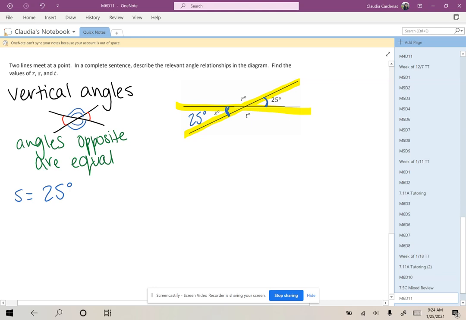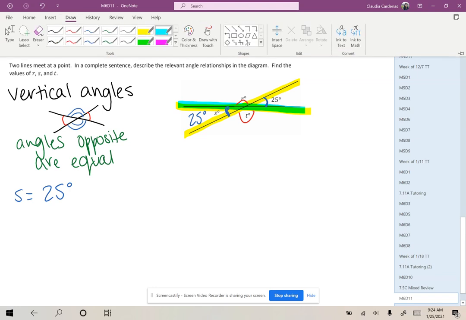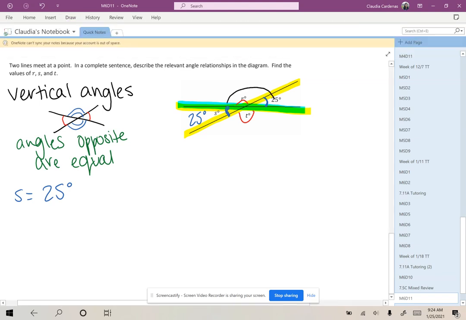Now we need to find angle R and angle T. Since these are also vertical angles, we know they are equal to each other. So this angle and this angle have to be equal, but we don't know what either of them are. So how can I find them? Well, I also see supplementary angles, or angles on a straight line. These two angles are on a straight line, as well as the opposite line, which means all of these angles add up to 180 degrees.